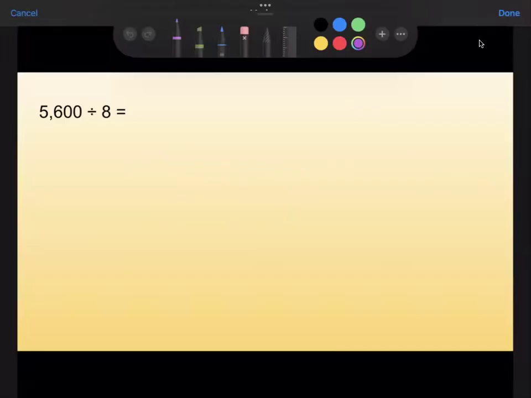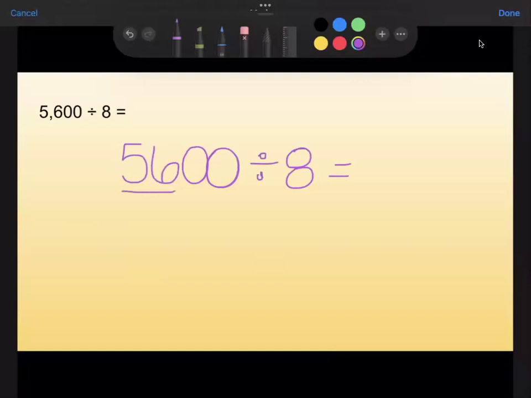Okay, here's our next and last example for today's video. We're going to take 5,600 and divide it by 8. So I'm going to go ahead and rewrite 5,600 and divide it by 8. Because this is a number ending in zeros, that means I can use the shortcut by focusing on 56 and 8 first. I know that 56 divided by 8 is equal to 7.